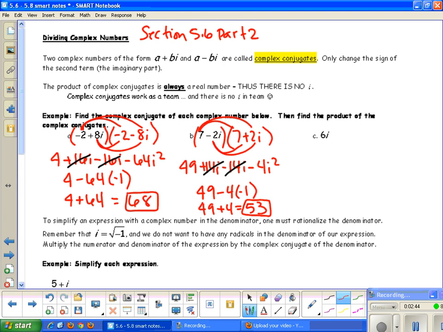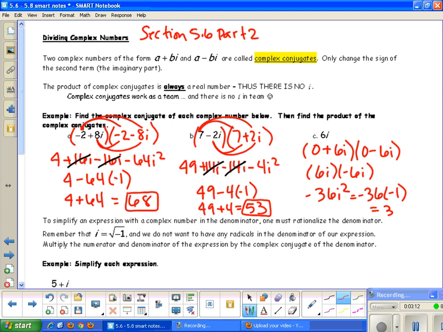And for the last one, we just have 6i. Now, when this happens, what I suggest doing is just writing it in complex number form, 0 plus 6i. So then the conjugate of 0 plus 6i would be 0 minus 6i, so the negative. And we don't really need those zeros, so really you're doing 6i times negative 6i, and that's negative 36i squared, which is negative 36 times negative 1, which is 36 for your solution.